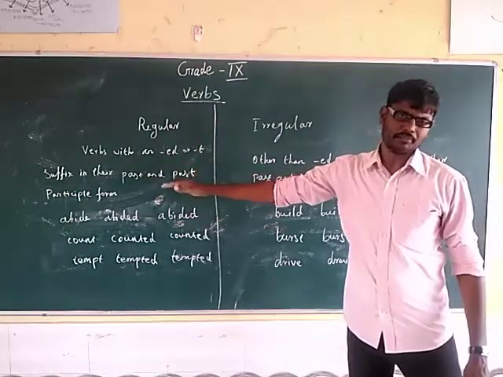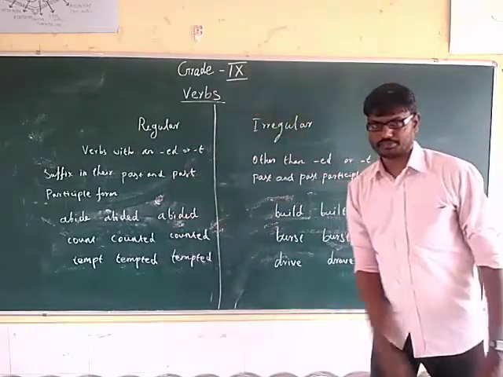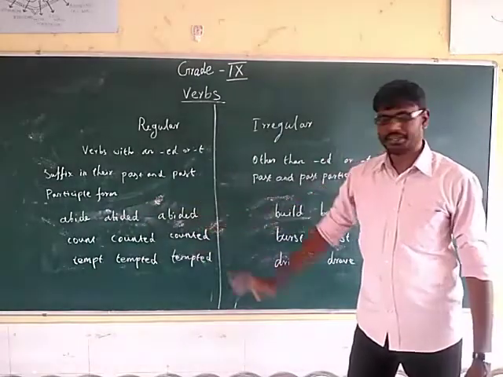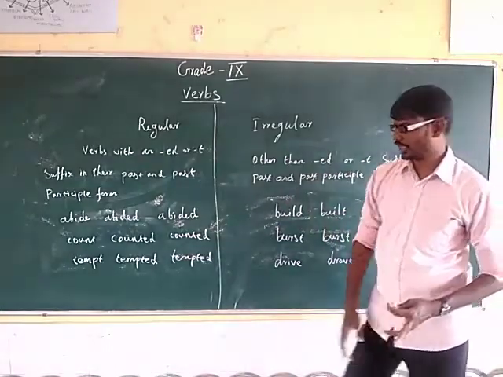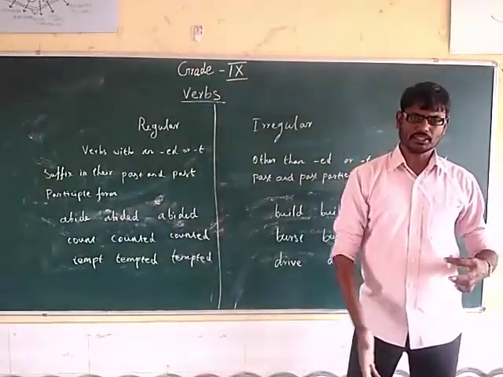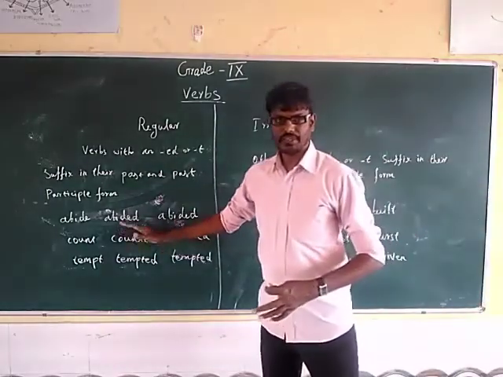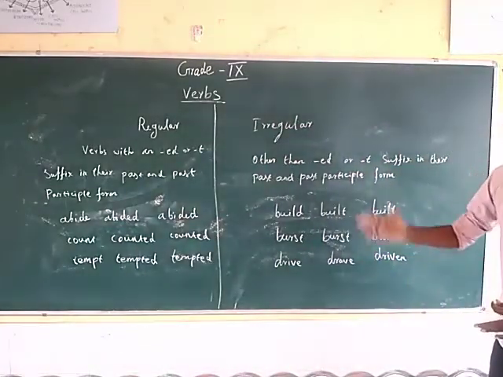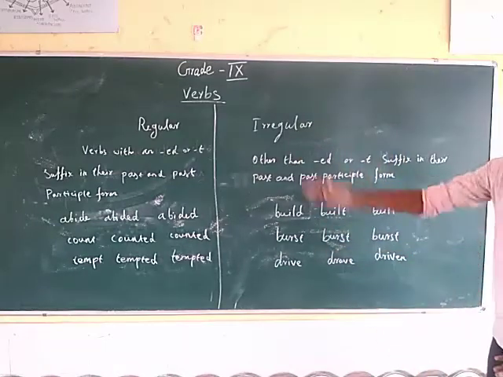If you add ed or t in the past form of the verb, that is regular. Abide is the present form; in the past form, abided. So we add ed in the past form or past participle form, not the present. When you change a verb to the past, you add ed or t, and that gives regular verbs. Abide, abided, abided. Count, counted, counted. Tempt, tempted, tempted. Play, played, played. Those are called regular verbs.